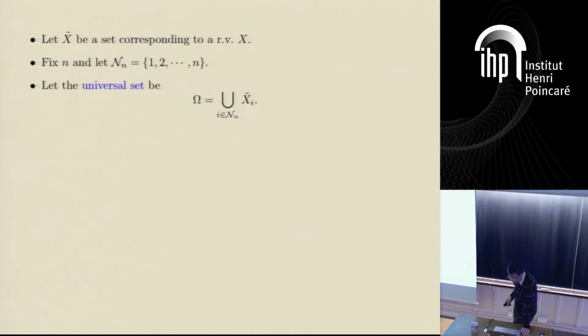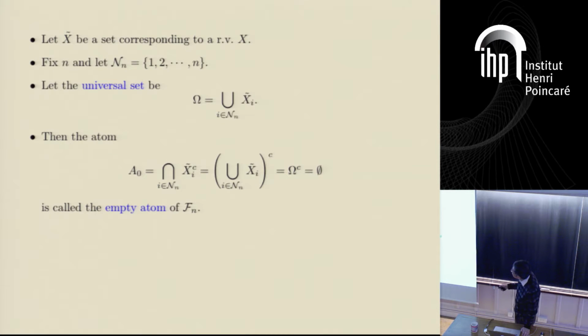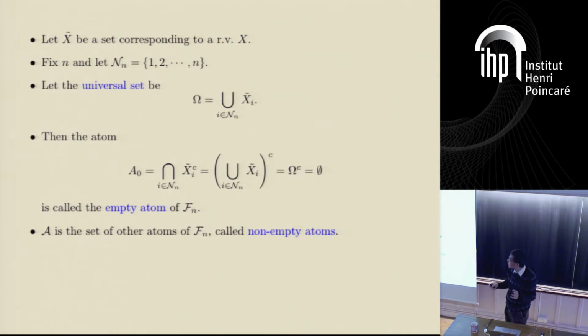Now this is a very special construction. We let the universal set Omega be the union of all the Xi tildes. This means that if you consider the atom which is the intersection of all the complements, by De Morgan's law you can write this as the complement of the union of the Xi tildes without the complement. And this, by definition, is equal to Omega complement, which is equal to the empty set. So there's a special atom in the field: the atom consisting of the intersection of all the complemented sets is always equal to the empty set.